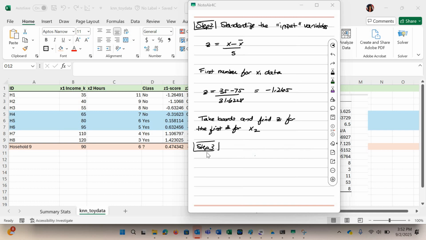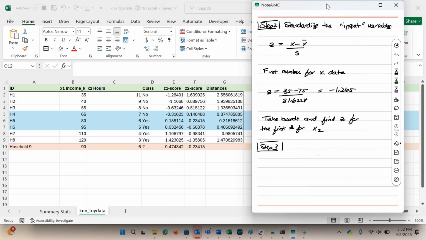Your new point, the one for the new household, you have to z-score that one. What's nice about doing it in Excel is that as soon as I started typing my new point in, it did this. I didn't have to scroll anything down. It automatically gave you the new Z1 and Z2 score. I'll show you what I mean by that.